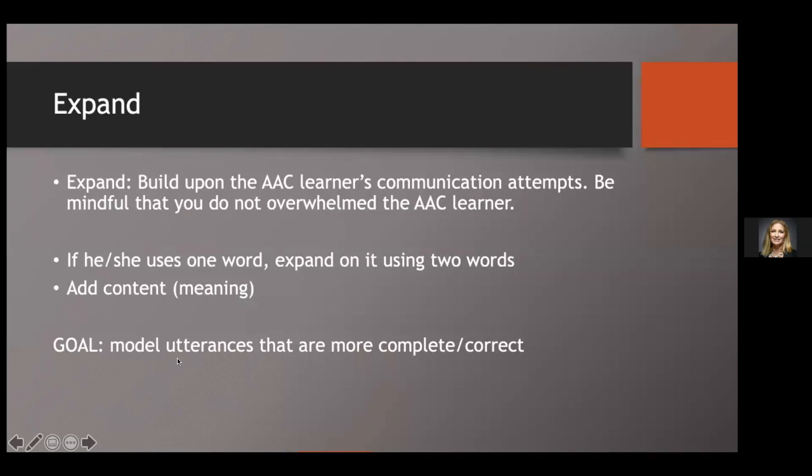So expand. If the AAC user is at maybe the one word level, so they're activating one word like you saw in the video, our goal is to repeat back that one word and add another word to it. So you're expanding their utterance. If they're at the 2-word level, let's just say they're using 2 words, then you repeat back those 2 words and add another meaningful word. So you're really trying to expand their utterances, but in a natural way. I don't know if you have anything to add on that one.